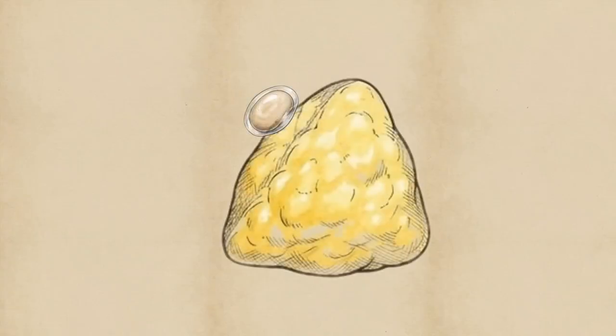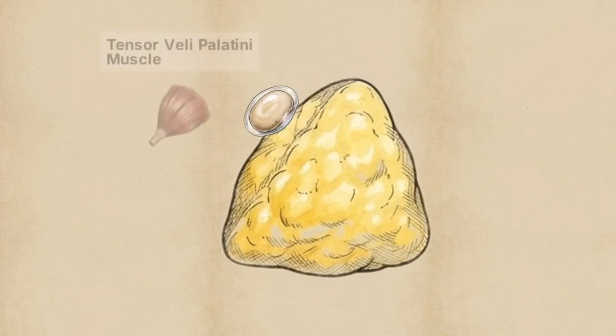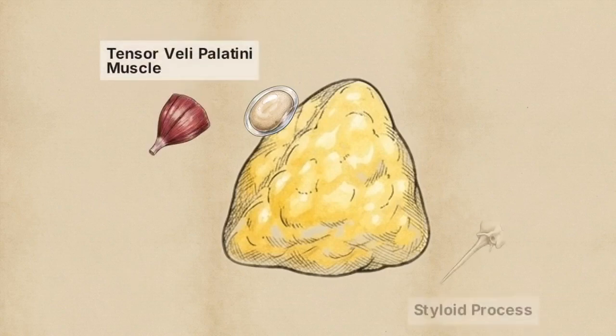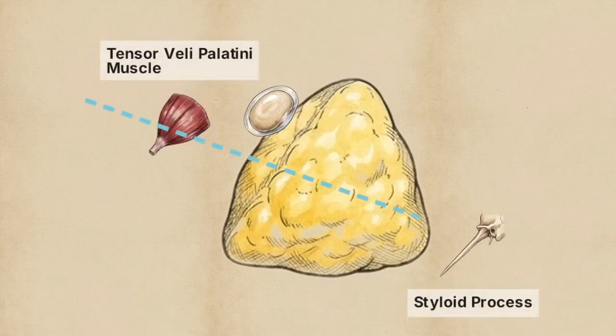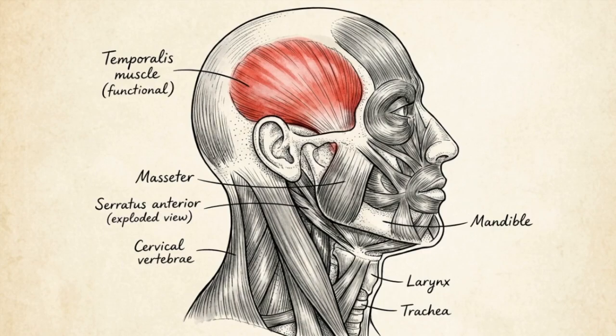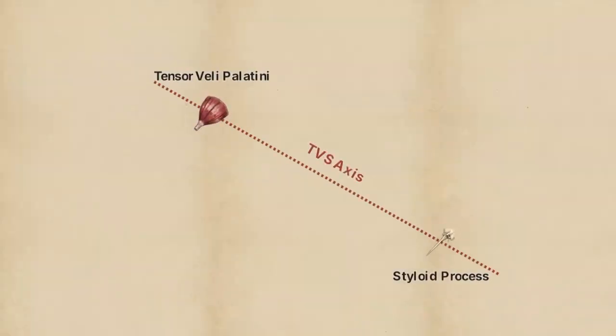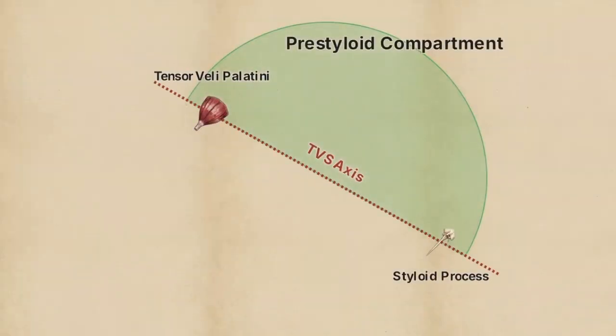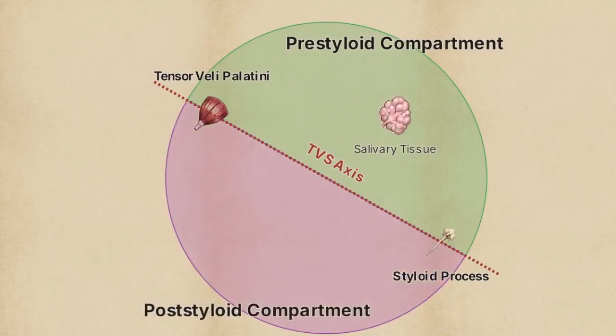Once you locate the mass, you divide the parapharyngeal space in half using an imaginary line drawn between the tensor veli palatini muscle and the styloid process. The tensor veli palatini, or TVP, is a broad, thin muscle in the head that functions to tense the soft palate. Drawing that line separates the front pre-styloid compartment, which contains salivary tissue, from the rear post-styloid compartment, which houses the carotid sheath and cranial nerves.